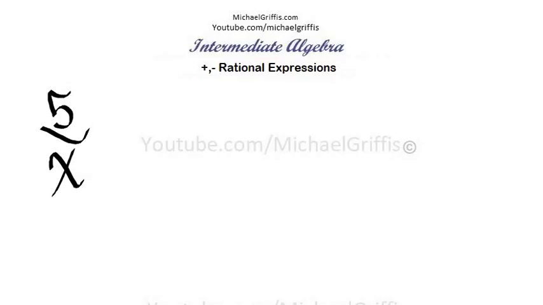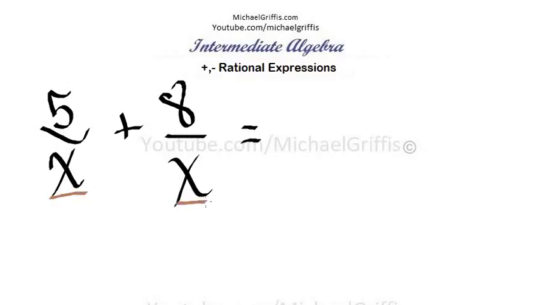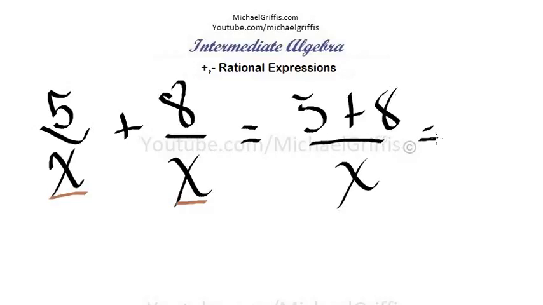5x plus 8x. Okay, we want to simplify this fraction. Add these two fractions together. Well, I shouldn't say that. Rational expressions. What do we do? We've got common denominators. You see that? So you just add the numerators. That becomes 5 plus 8 over x, and of course, that's 13 over x. All right, pretty simple.